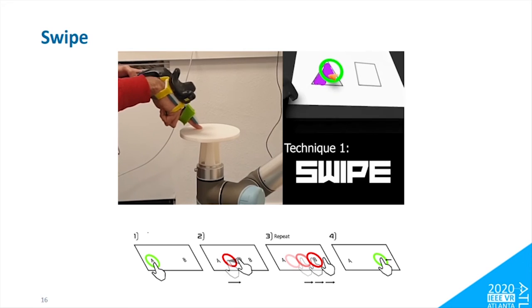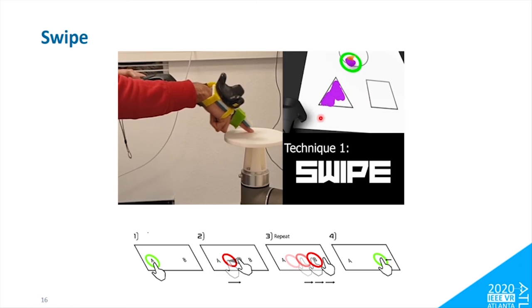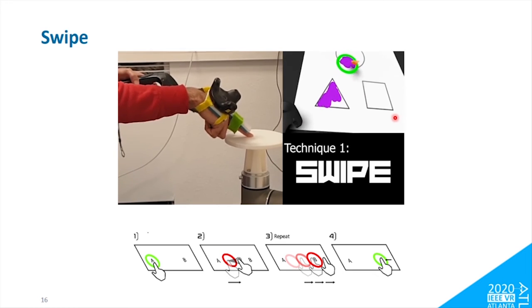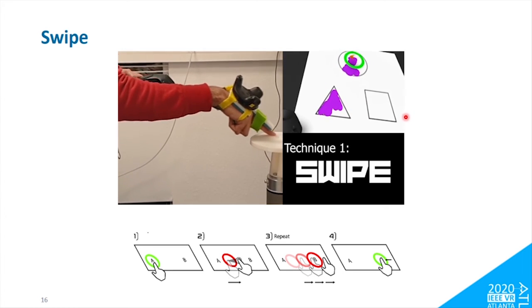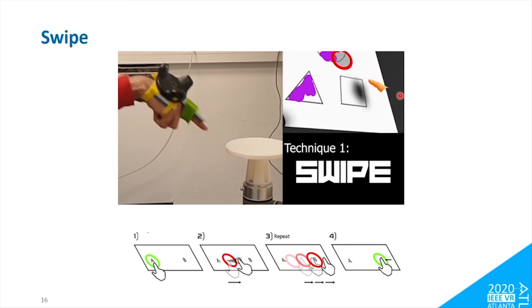The swipe technique. As you can see, the user needs to perform a swipe to move the contact area. This area is going to move depending on the direction of the swipe. The system detects the swipe gesture and discards the spilled paint during the process.